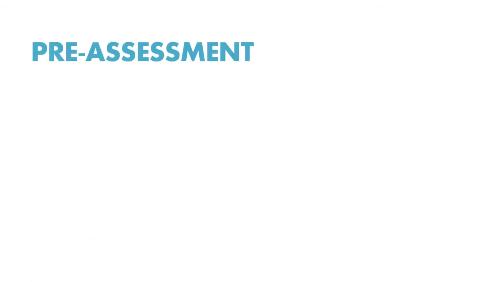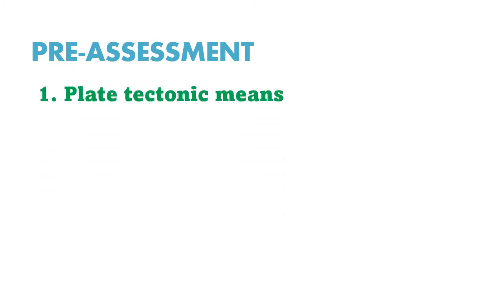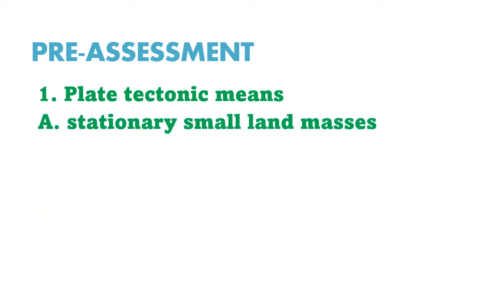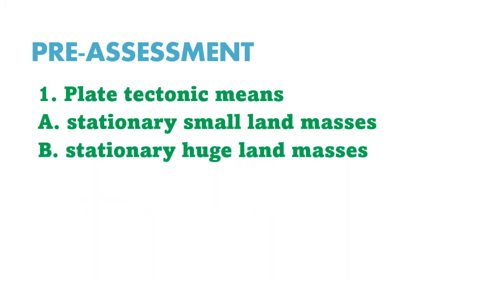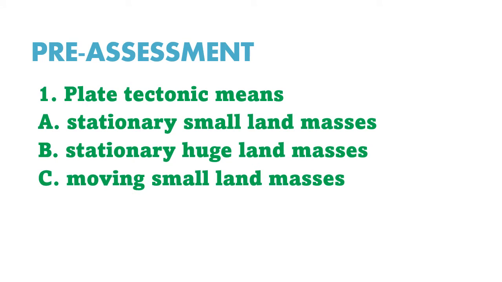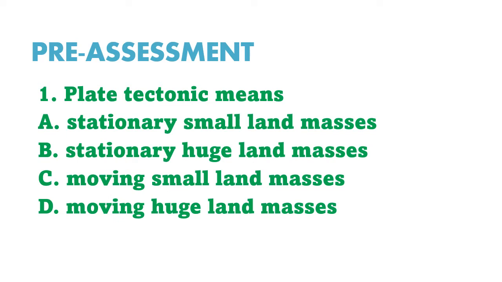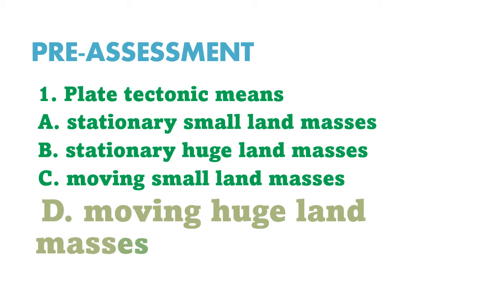But before we go to our lesson, let us first have our pre-assessment. Are you ready? Plate tectonic means A. Stationary small land masses. B. Stationary huge land masses. C. Moving small land masses. Or D. Moving huge land masses. The answer is letter D. Moving huge land masses.